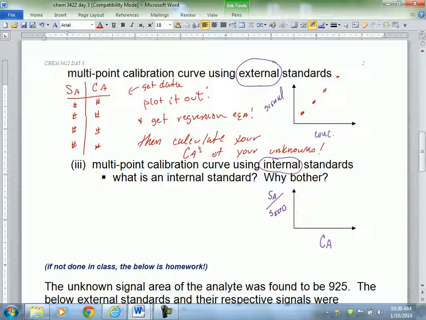So in my data table, I have to measure three things for each standard that I make. For one standard, I have to know its concentration. And then on the instrument, I'm going to measure the signal of my analyte, and the signal of my internal standard. So the internal standard and your analyte are two different things, but they have to behave really, really similarly for this to work. Okay? So what's the big deal here? Why are we doing this?